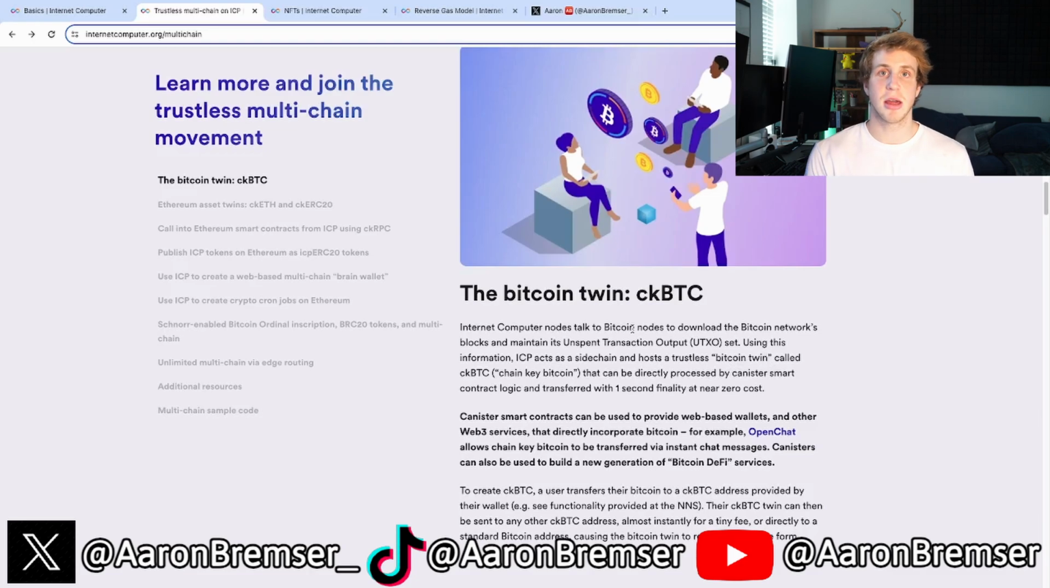So CKBTC is fully backed by Bitcoin 1-to-1. One CKBTC is fully backed by one real, keyword real, Bitcoin. And there's also no bridging done. And at the same time, it's very quick to send CKBTC and it's very cheap as well.